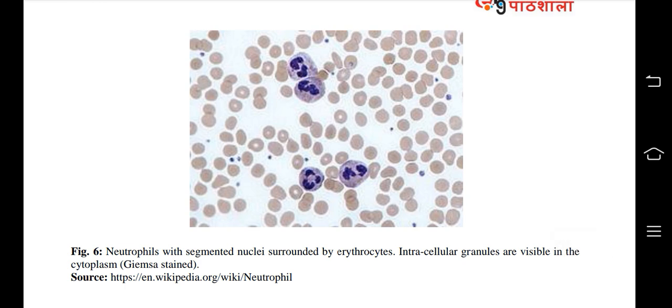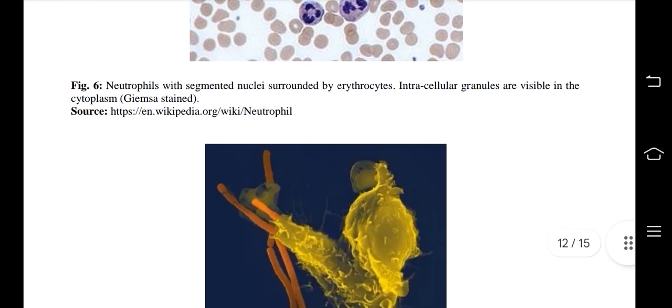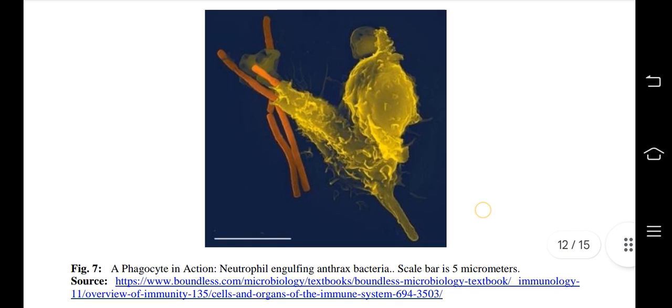Neutrophils with segmented nuclei surrounded by erythrocytes. Intracellular granules are visible in the cytoplasm. Genes are stained. A phagocyte in action: neutrophil engulfing anthrax bacteria. 5 micrometers.